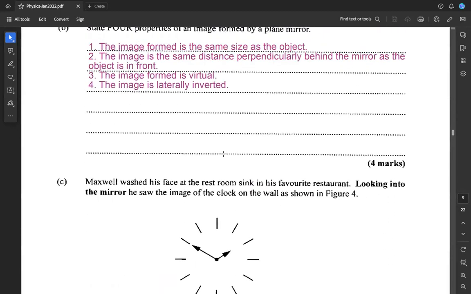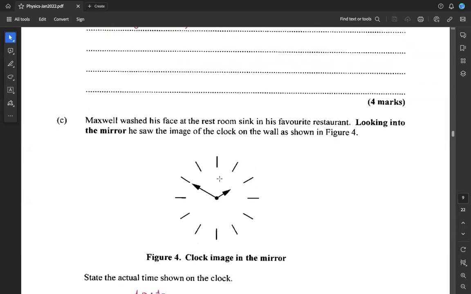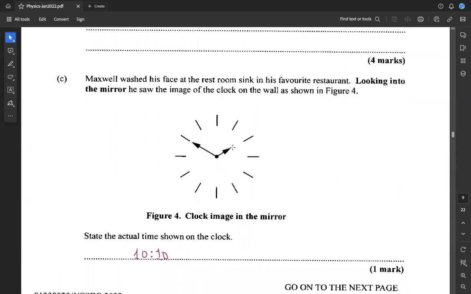Based on the properties that we listed up here, we know that one of the properties is that the image is laterally inverted. So if this is the image that he's seen in the mirror, then we know that it was laterally inverted. So instead of it actually being 10 to 2, in reality this arrow would have been over here, and this little arrow would have been over here, and this big one over here. So this is the 10, this is the 11, this is the 12, this is the 1, and this is the 2. If the 2 now becomes the 10 because it was laterally inverted, then originally the 2 would have been where the 10 was.